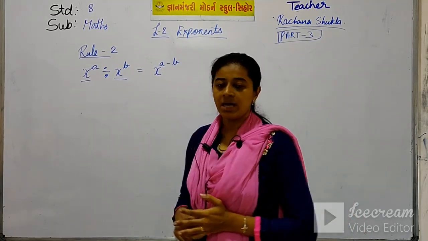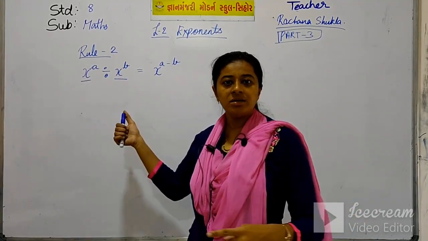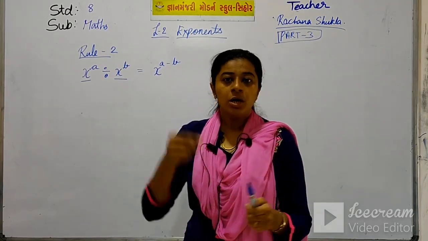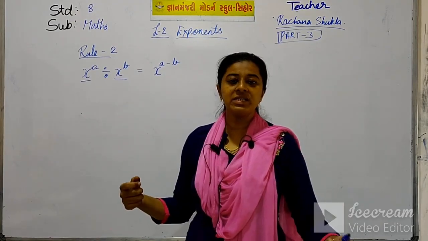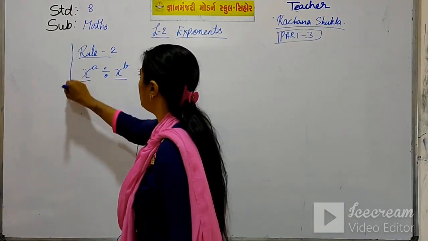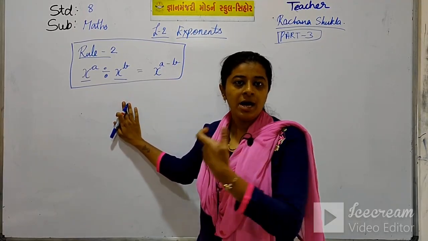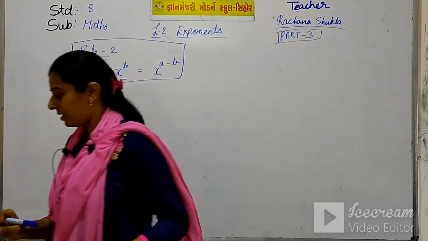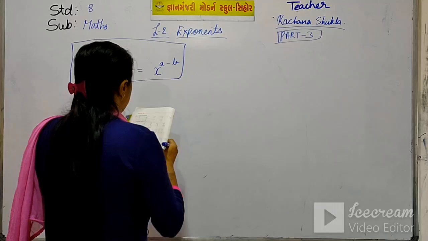Now let's see an example. Your rule 1 which we have already done in the previous part, this is rule 2. You have to write these rules in your fair book. Rule 1, rule 2, rule 3, rule 4, there are many rules which we will see in this part. So this is rule 2. Please note down rule 1 and rule 2 in your fair book and examples in the example book, starting with example number 12.